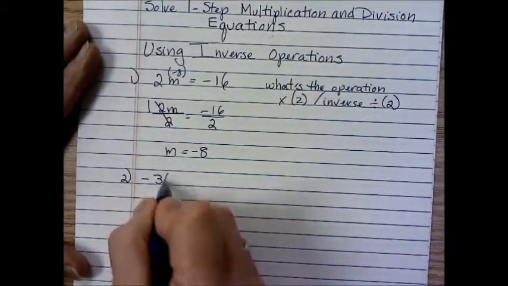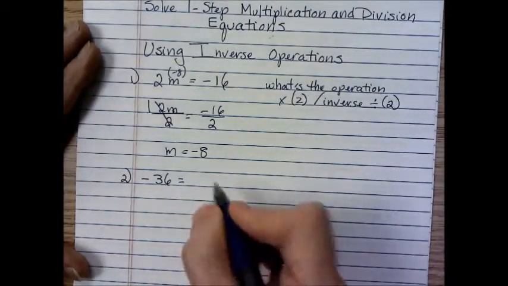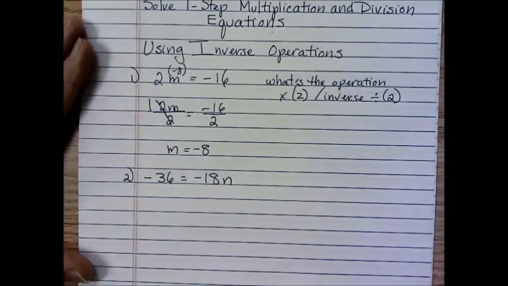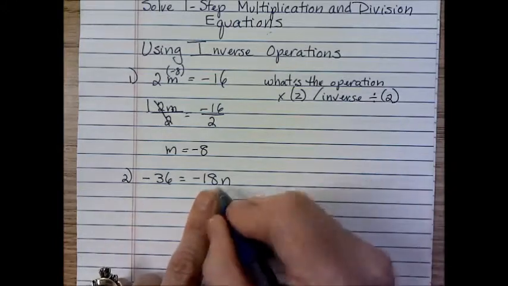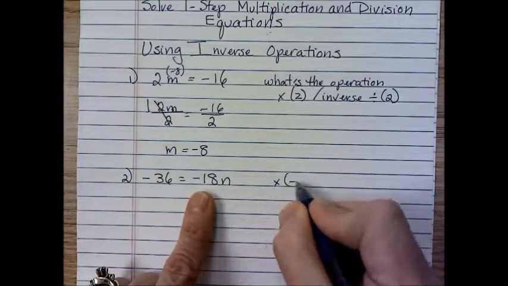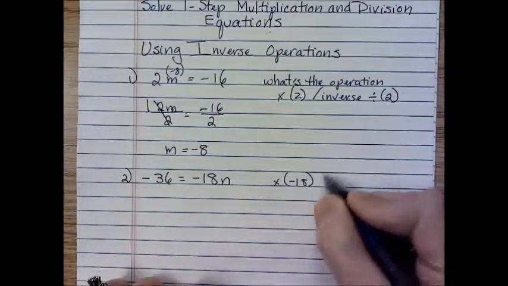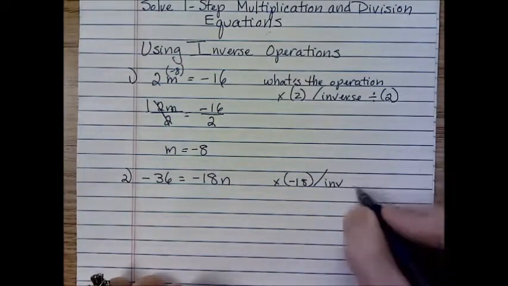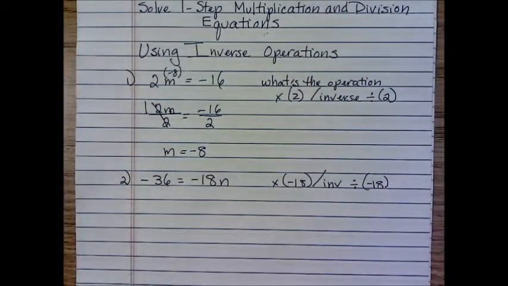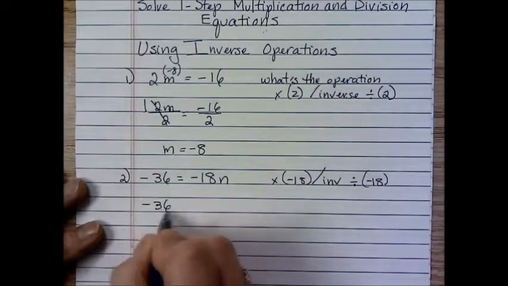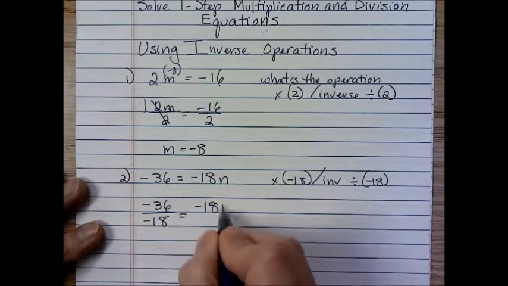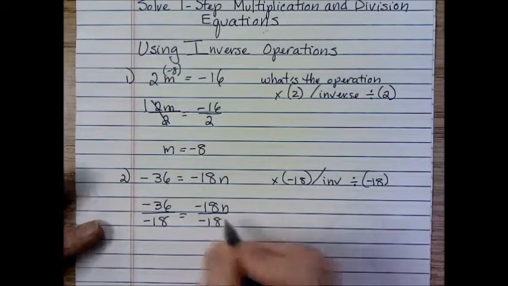What if we have negative 36 equals negative 18 times n? Again, we're going to ask ourselves, what's the operation? What are we doing to the variable here? We're multiplying by negative 18. So the inverse would be to divide by negative 18. So if we take negative 36, divide by negative 18, negative 18n divided by negative 18.